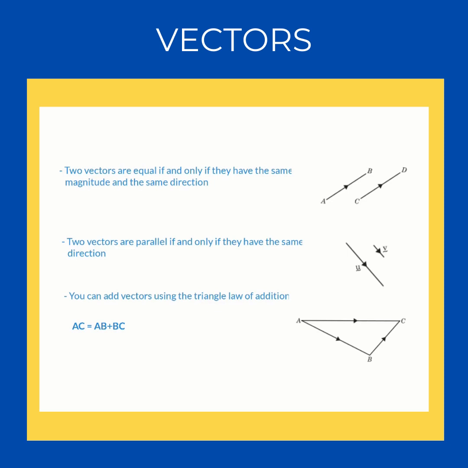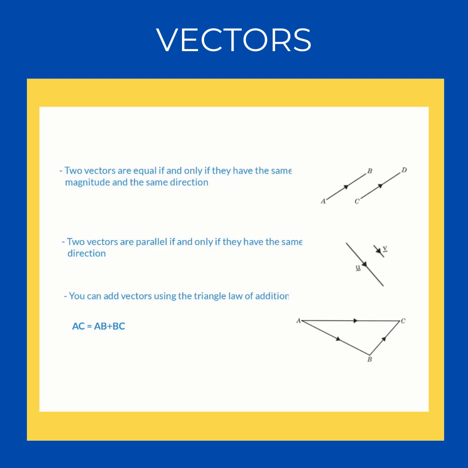Now I say that 2 vectors are parallel if and only if they have the same direction. So here the magnitude is irrelevant. What I care about is only the direction. So vector U and vector V, they are following the same direction. So vector U and vector V are parallel.